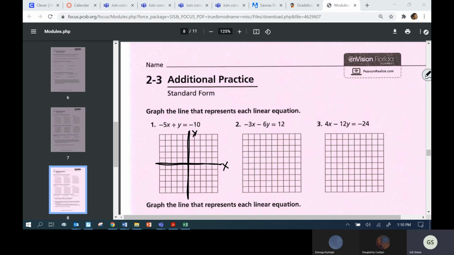All right. So now y is not by itself. You cannot graph this by doing the whole y-intercept thing. There is a y-intercept, but we don't know it from the equation. There is a slope, but we don't know it from the equation.